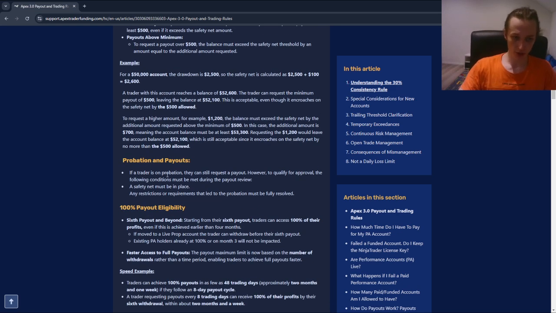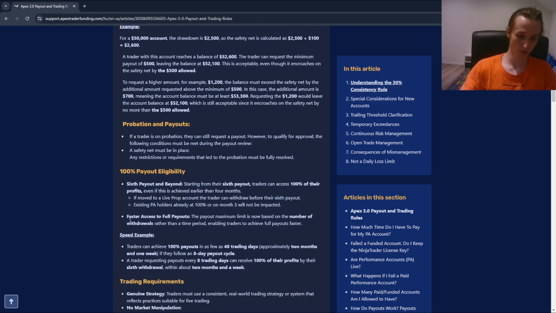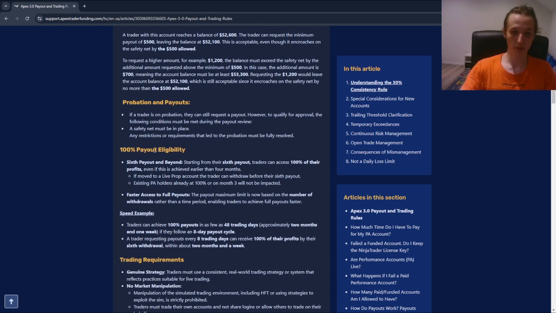Probation and payouts. If a trader is on probation, they can still request a payout. However, to qualify for approval, the following conditions must be met during the payout review. A safety net must be in place. Any restrictions or requirements that led to the probation must be fully resolved.